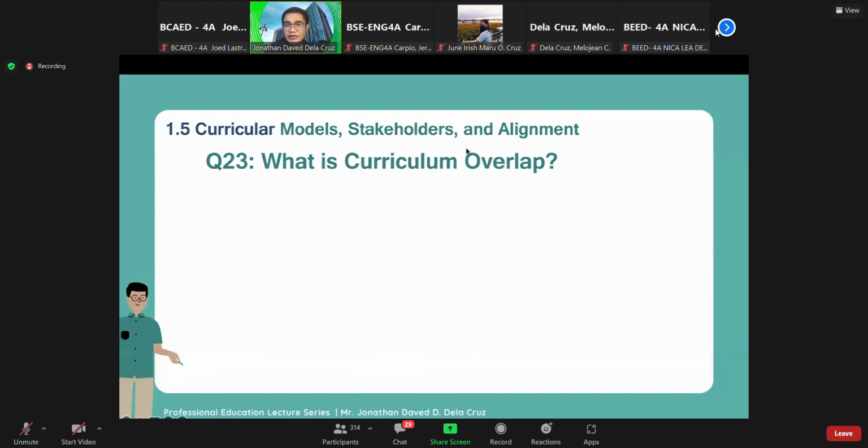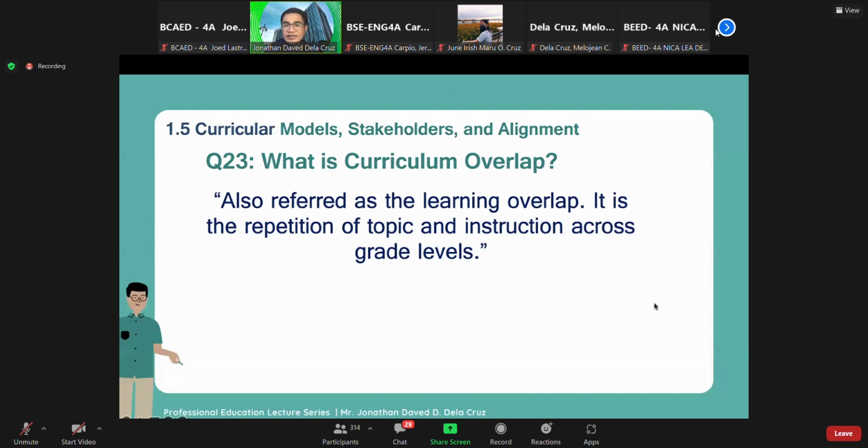Okay, so curriculum overlap naman, referred as learning overlap, it is a repetition of topic instruction across the grade level. Naranasan nyo na, habang nagtuturo si teacher, bigla nyo namang sinabi, sir, alam na po namin yan, naturo na po sa amin yan last year. Sir, alam na po namin yan, naturo na po ni ma'am, ni sir. Naranasan nyo na din yon? Naranasan nyo na? Yung naturo na yan, kaya alam na po namin yan. Ang tawag naman doon ay curriculum overlap.